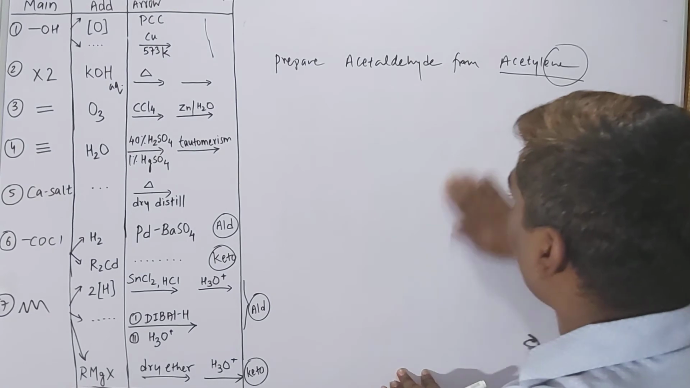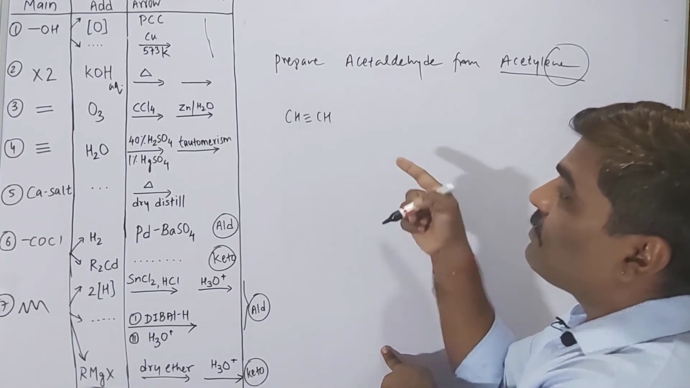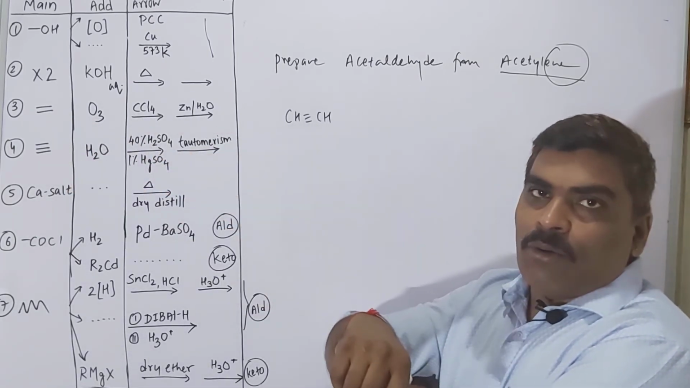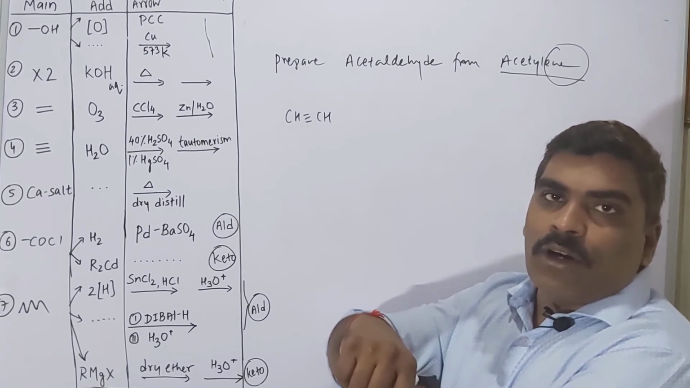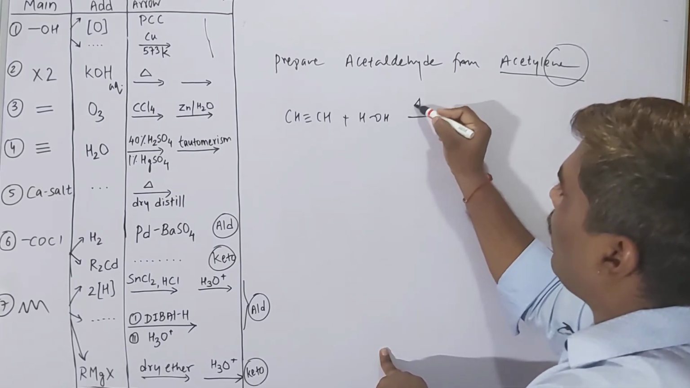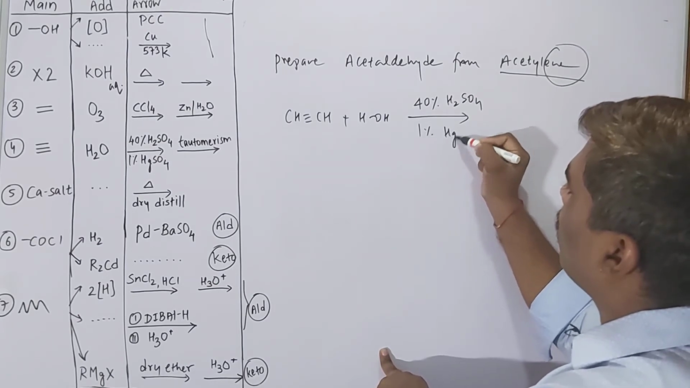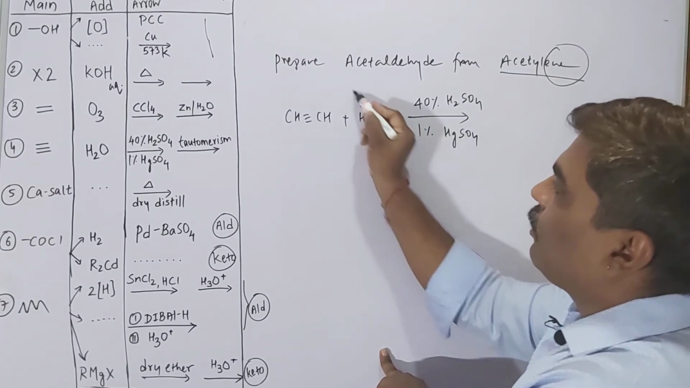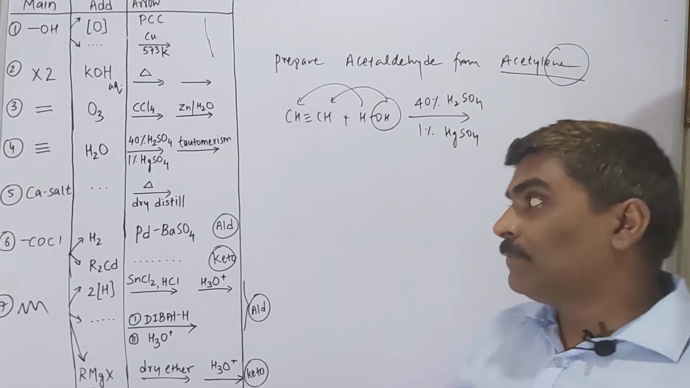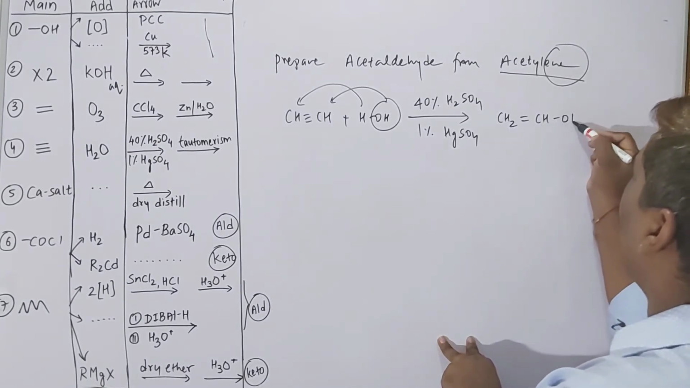So now we'll see. Acetylene is this. Why am I saying this? Because a triple bond is there. So triple bond means what are you going to put now? Hydration, addition of water. Water is HOH. On the arrow, what are we going to write? 40% sulfuric acid, 1% HgSO4. Hydrogen goes to the first carbon, and the remaining all goes to the second carbon. What we get is this unstable intermediate, vinyl alcohol.